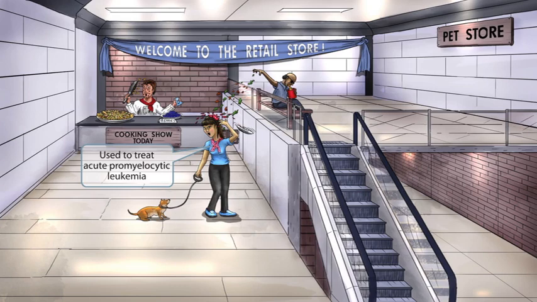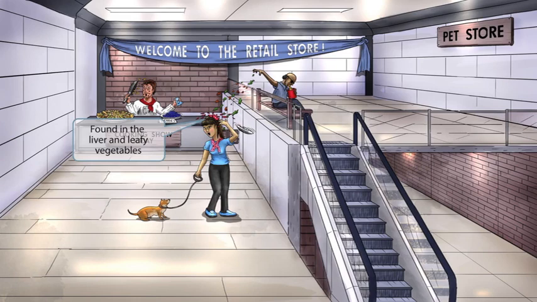acute promyelocytic leukemia. Notice that the food that's being thrown down from the top floor consists of leafy vegetables, a tomato, and some other reddish colored meat. If you look really closely, some of these pieces of meat are shaped kind of like a liver. So the guy was eating a liver salad when he decided against it and threw it off the balcony. The liver and leafy vegetables in this scene represent that vitamin A is found in the liver and leafy vegetables.